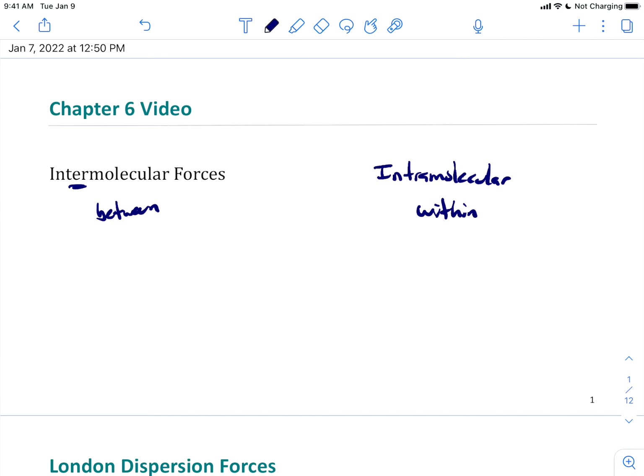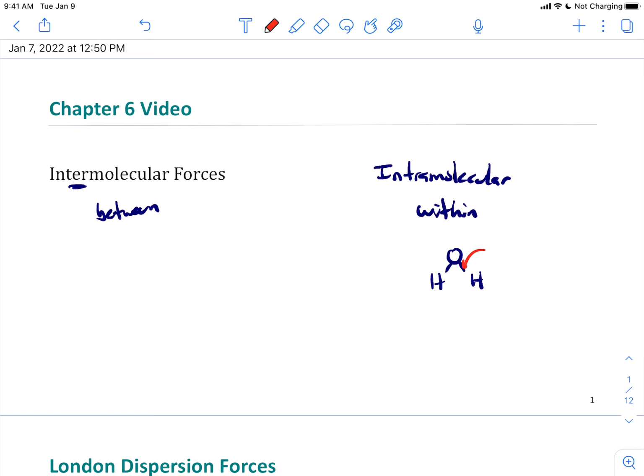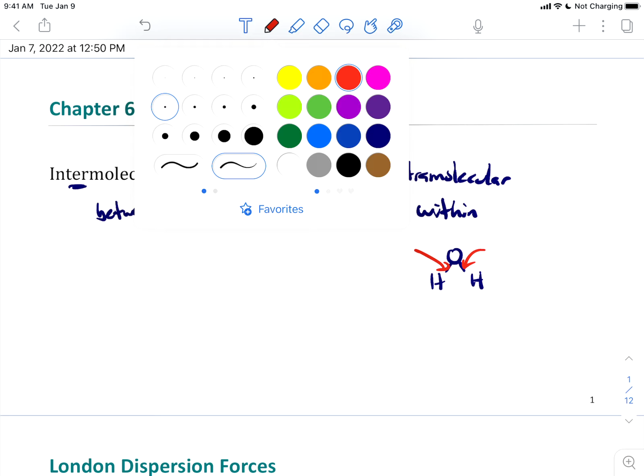So intramolecular forces, we can call them that. That's what we dealt with in Gen Chem 1. We take a water molecule like this. The intramolecular forces, these are the covalent bonds that we dealt with, right? That's an intramolecular force. What we're going to deal with now in this chapter is the force between those molecules.